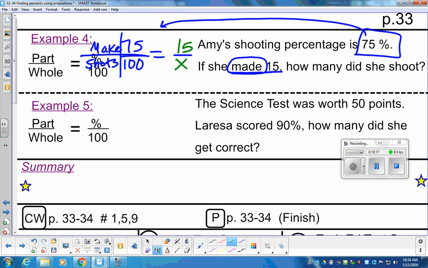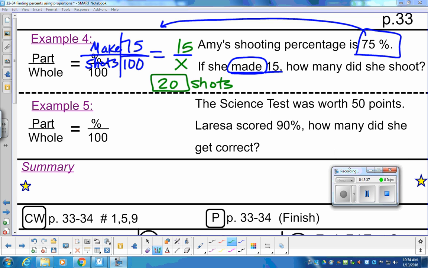Cross product, solve. You should come up with an answer that she shot 20 shots. So she made 15 out of 20, which is 75%. Okay, and our last question for today, in example 5.